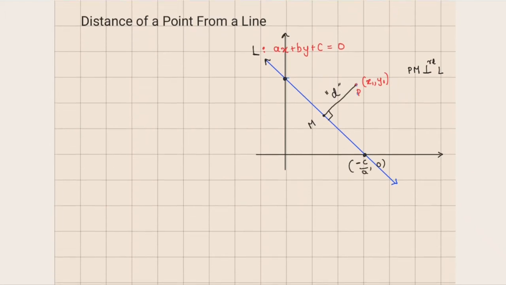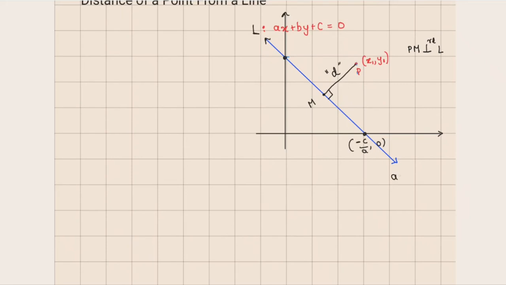Or else you can solve it. The equation is ax + by + c = 0. As this point is on the x-axis, its ordinate is 0. So substitute y = 0 here, which implies ax + c = 0. That implies x = -c/a. Similarly, if you put x = 0, we get y = -c/b, which is this point (0, -c/b).